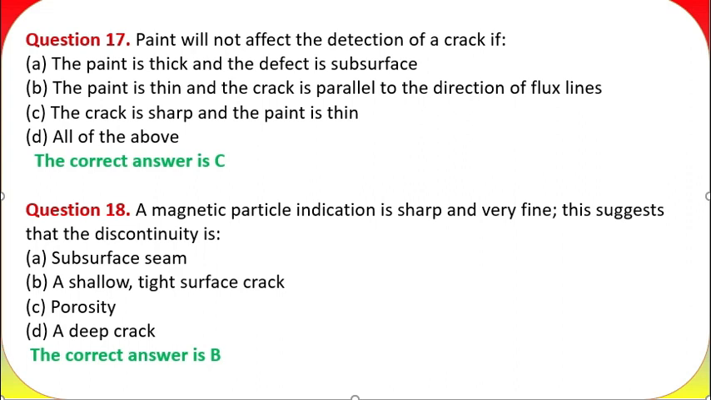Question 18. A magnetic particle indication is sharp and very fine. This suggests that the discontinuity is: A. Subsurface seam. B. A shallow, tight surface crack. C. Porosity. D. A deep crack. The correct answer is B.